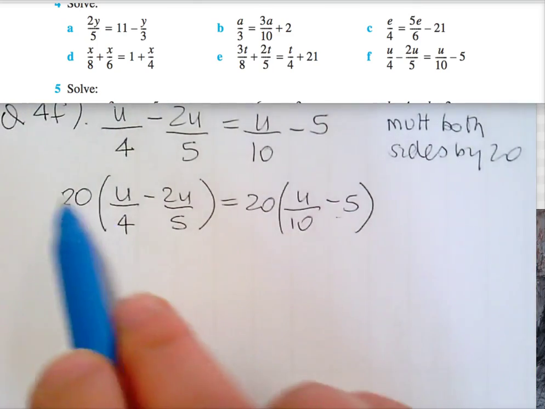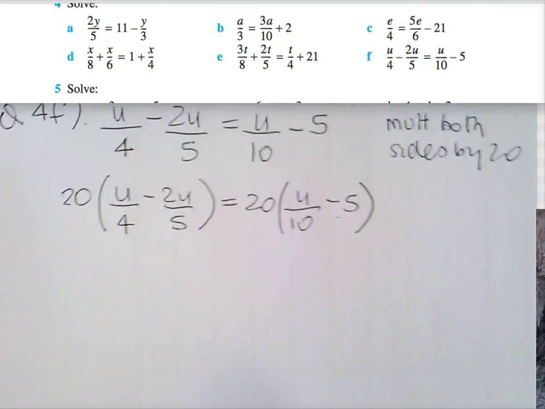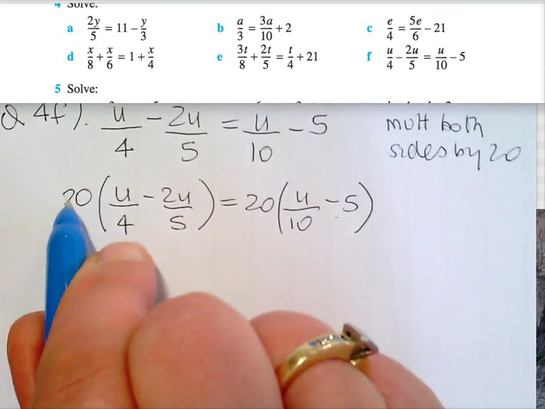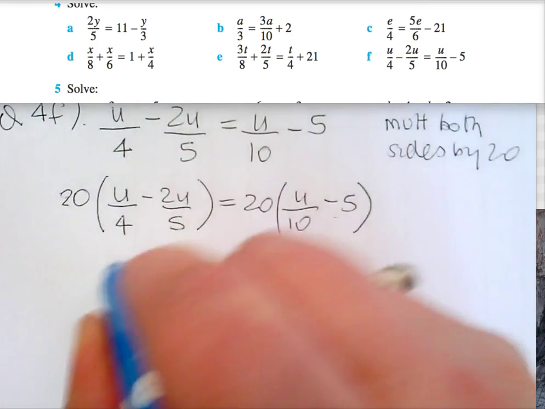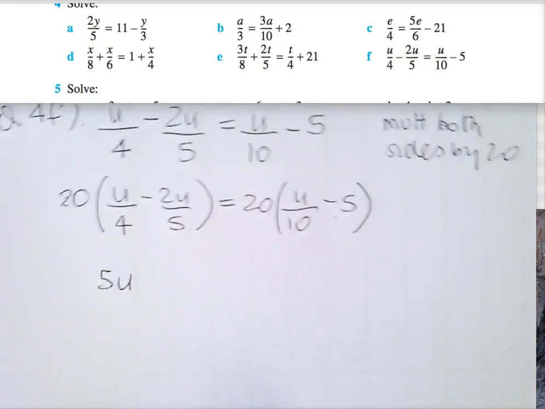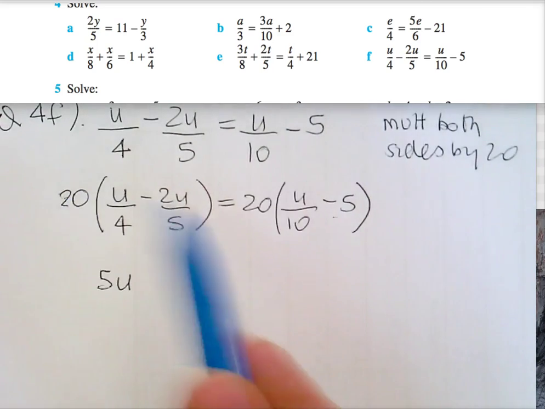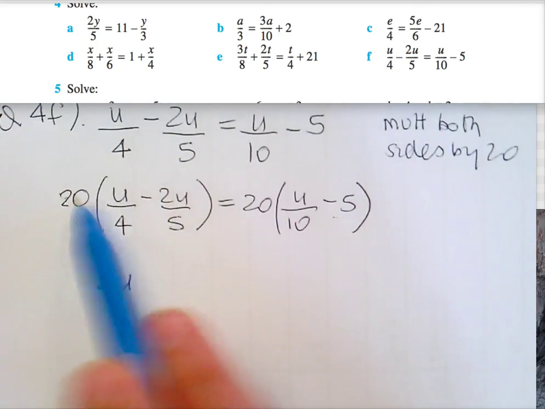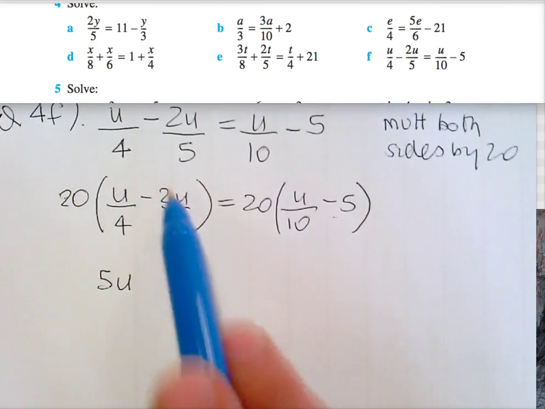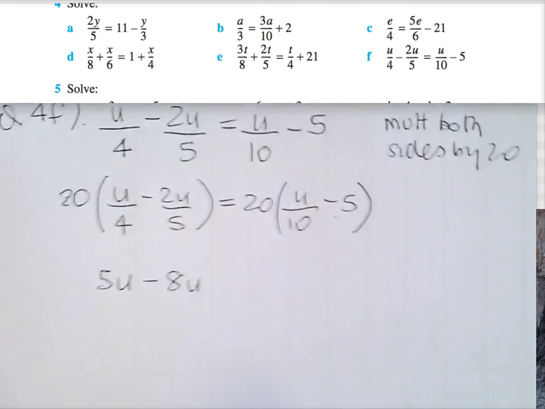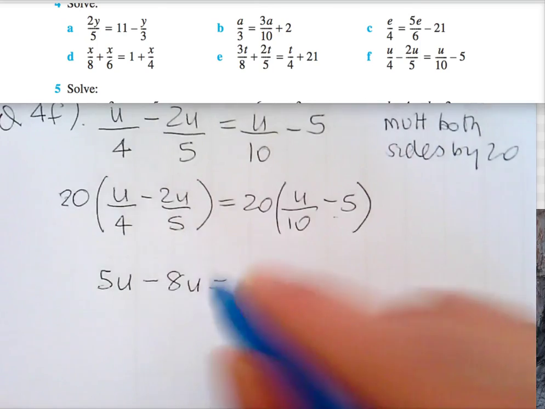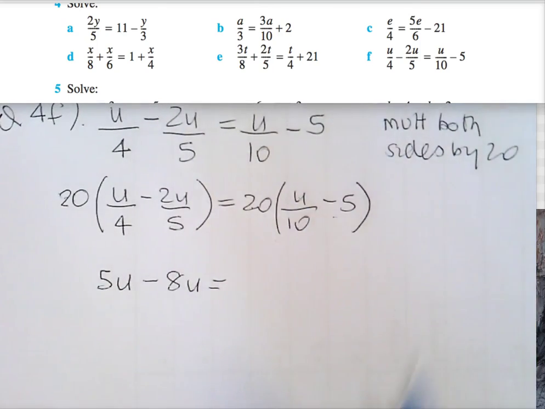That's okay. Now, I want to multiply each term by 20. So when I multiply the first one by 20, what do I get? 20u on 4, which is? Can I just write 5u? And then 20 times 2u over 5. What's that? That's 8u because it's 40u on 5, which is 8u. Do you get what I'm doing? Equals 20 times u over 10.